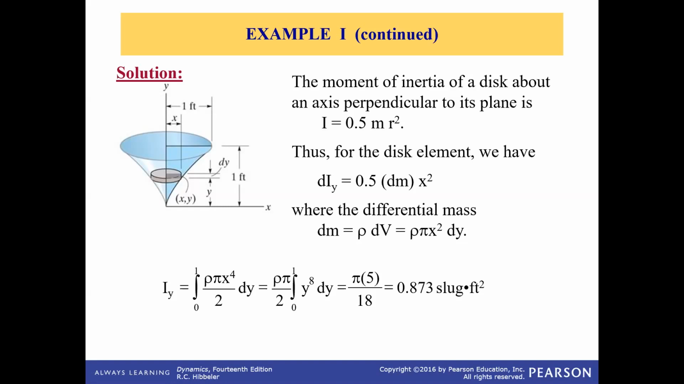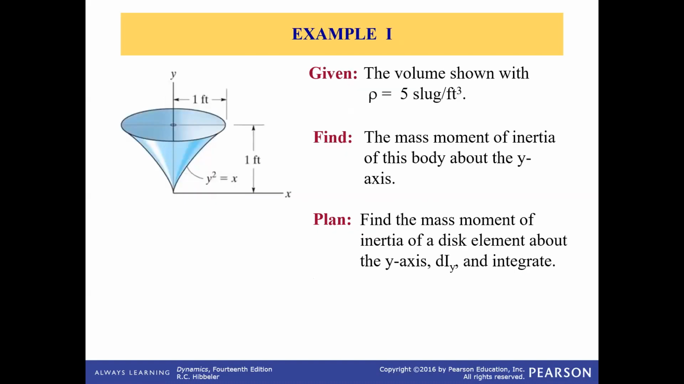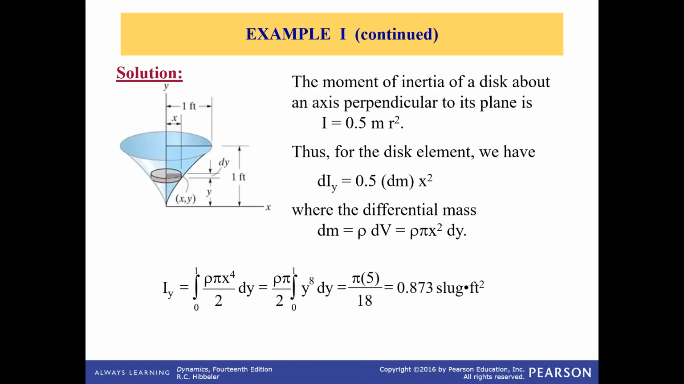The pi should be coming from rho. Rho is equal to 5. So it's pi rho divided by 18 because your upper limit is 1, and 1 to the 9th power is still 1. So for the moment of inertia about the y-axis, we get 0.873.